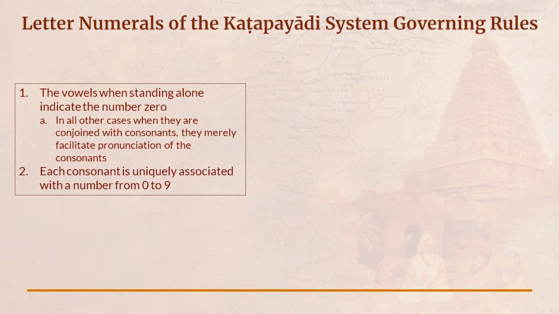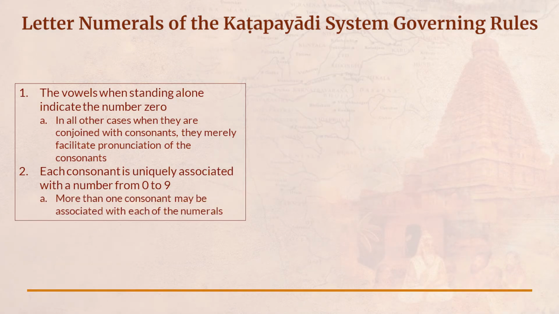Each consonant is uniquely associated with a number from 0 to 9, and the standalone vowel also is 0, but the consonants can be any number between 0 and 9, and more than one consonant may be associated with each numeral. For example, one can be ka or ta, things like that. So, you can use more than one consonant to represent the number 1. In the same way, we will see a table of these numbers and understand it.